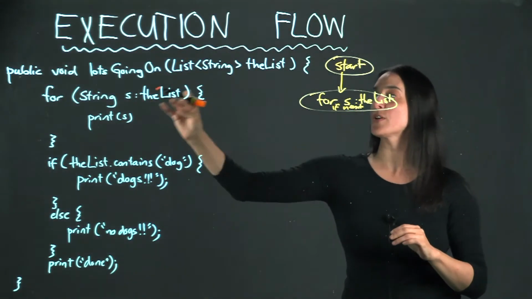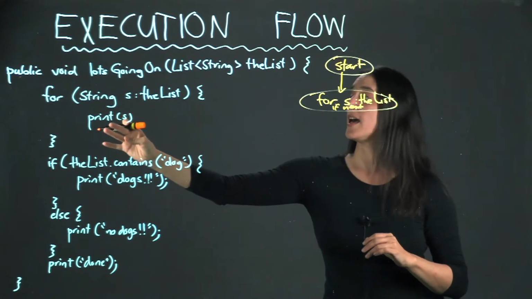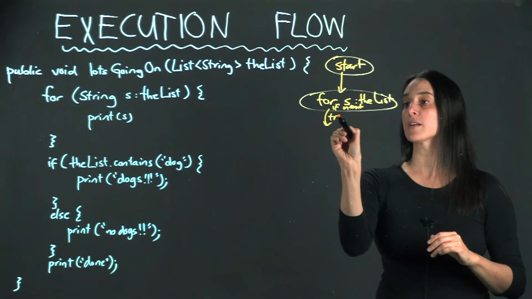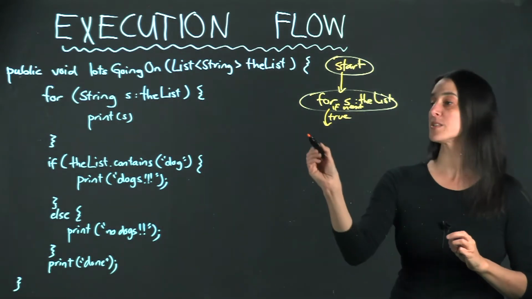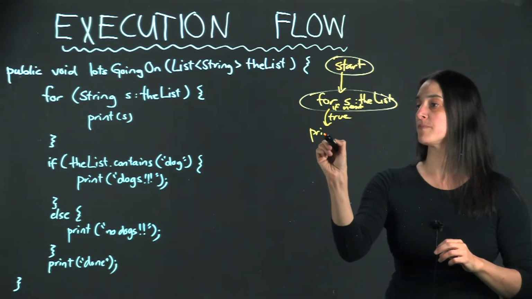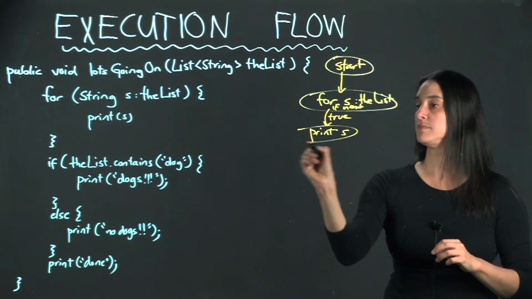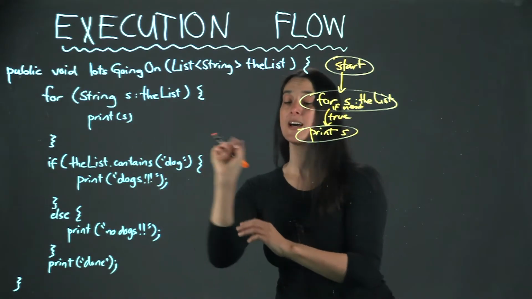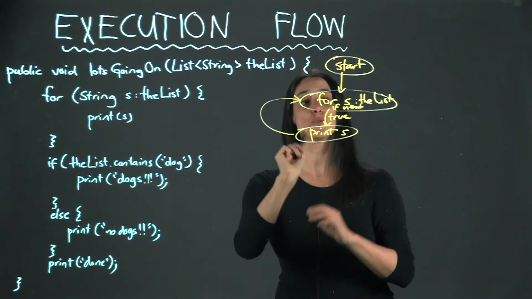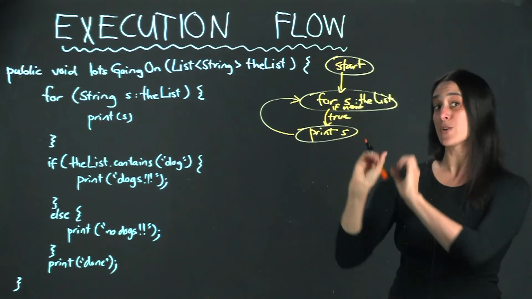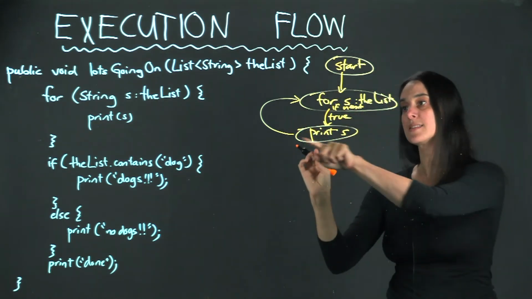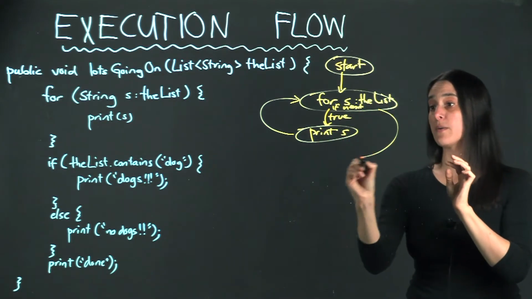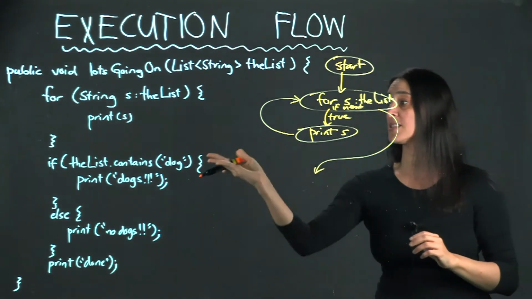And if there are more things in the list, then we go into this statement, which is the true block of the for loop. So we say print s. And then once this line of code is done, it doesn't just jump to this line of code. Instead, it goes back up to the for loop to check again to see if there are more items in the list. So that's the loop structure. And then if this is false, however, we come down here and we execute this if statement.